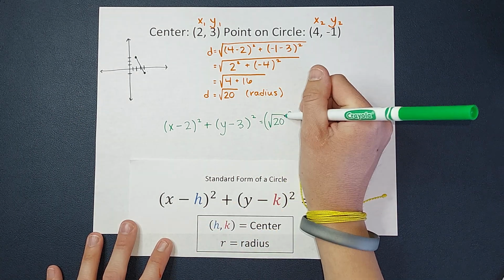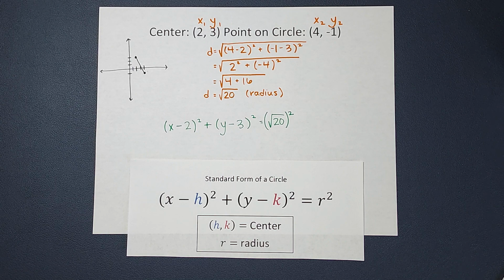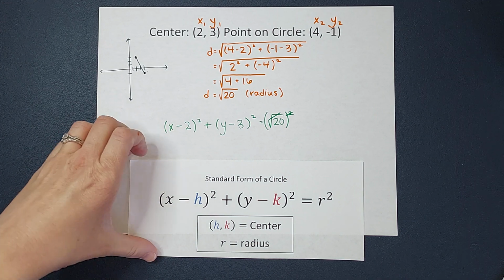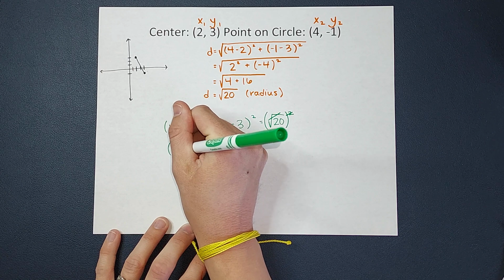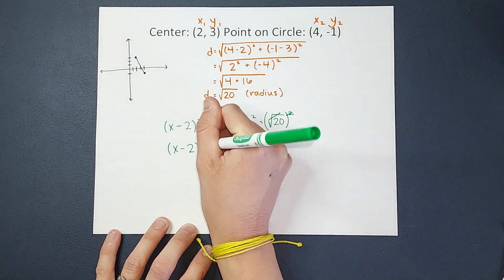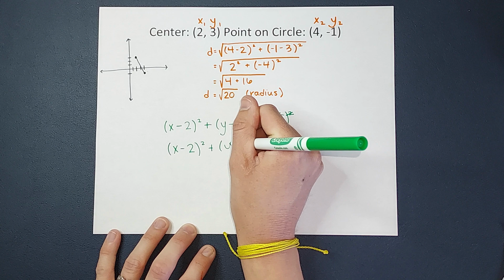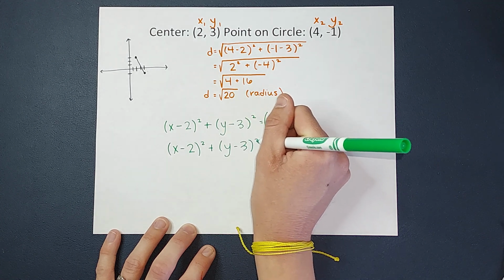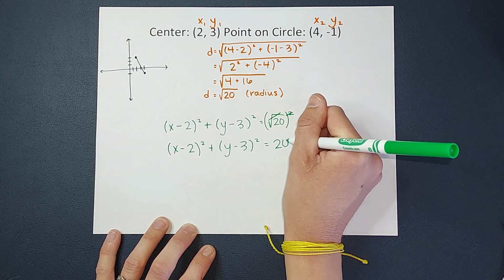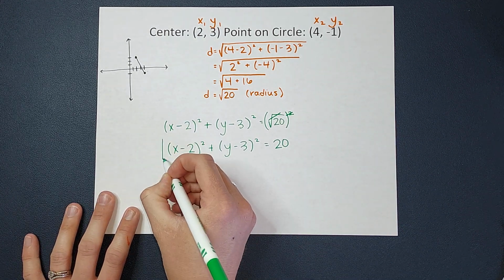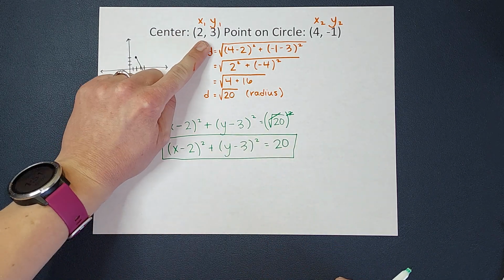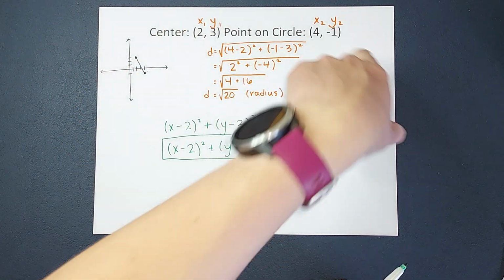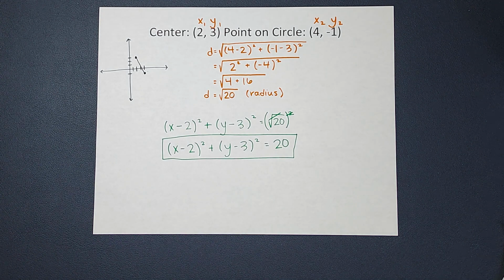Okay, now that can look a little scary, a square root squared, but guess what? A square root and a squared cancel each other out. So I end up with just 20. Okay, so I'm going to quickly rewrite that. So I have x minus 2 squared plus y minus 3 squared equals 20. Okay, so that is the equation of a circle that center is at 2, 3 and goes through the point 4, -1. Okay, all right, hope this made sense.